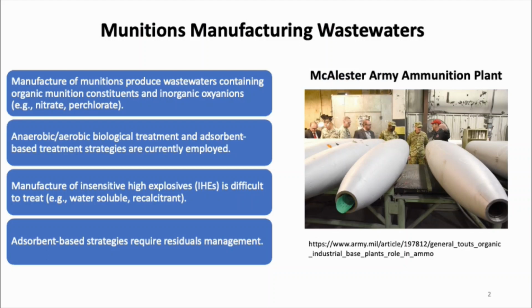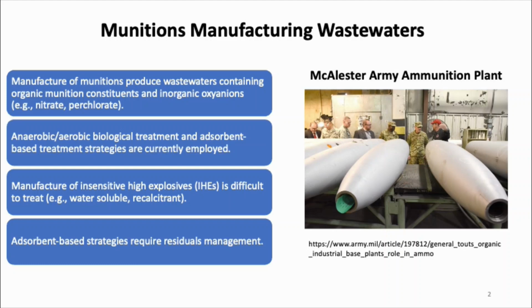So I just want to spend a couple minutes and discuss the wastewaters that are produced during the manufacturing of these munition constituents. We have a wastewater stream that's generated from the manufacturing process, and we also have another waste stream that's generated when these munitions are loaded into the various ammunitions that they'll be used for. This is known as the load, assembly, pack operations. So both of these processes generate waste streams.